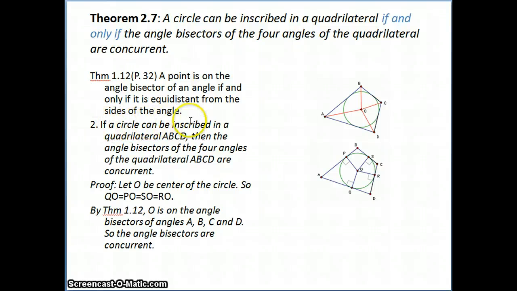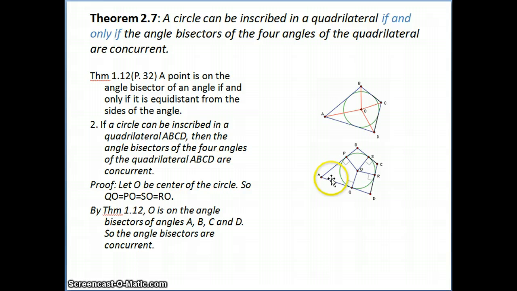So if a circle can be inscribed in a quadrilateral, meaning we can draw a circle inside tangent to all 4 sides, then the angle bisectors must be concurrent. First of all, let O be the center of the circle. Since the circle is inscribed, we can draw radii tangent and perpendicular to all 4 sides.